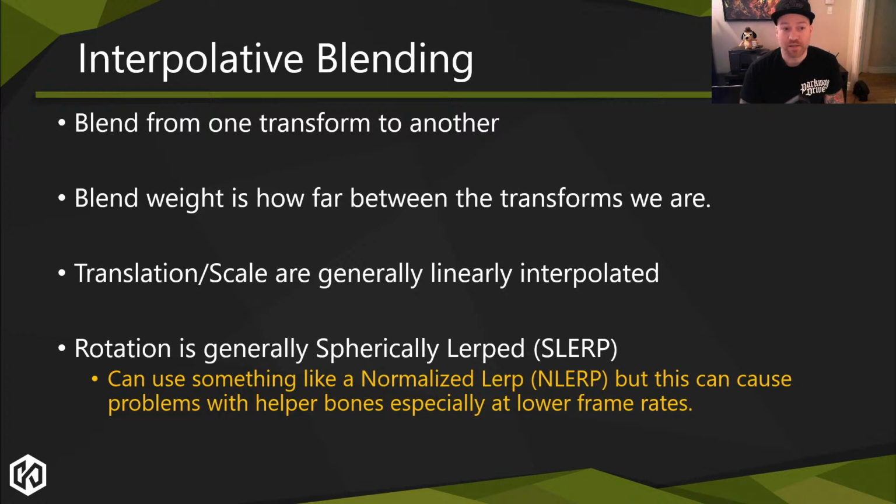So coming back to blending, this is a very, very simple concept. All we do is we blend from one transform to another with a percentage between them. Translation and scale are generally lerped, and rotation is generally slerped, which is a spherical lerp. Now, there are articles out there that say, hey, use a normalized lerp, which is a cheaper, different technique for this, but it has discrepancies in the velocity, it's non-uniform, and a bunch of other things.